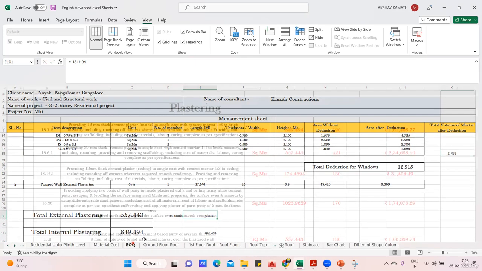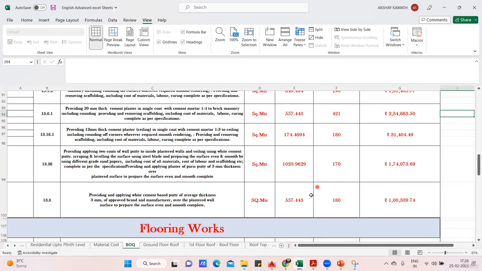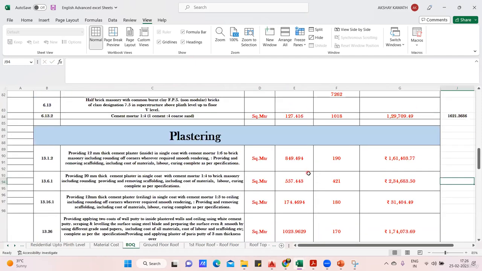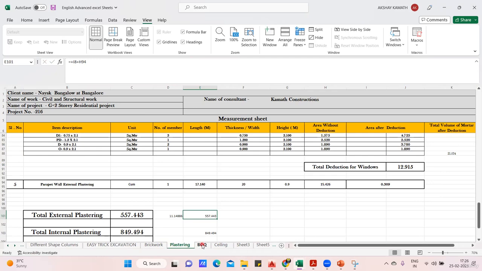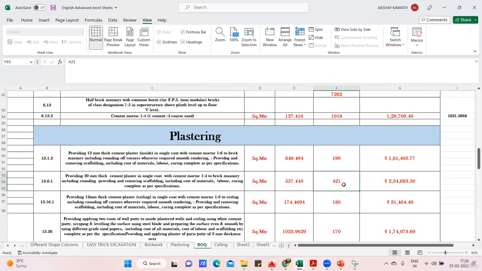Okay. So in the BOQ, come here, and I've written 557. No problem, it's 557 only. See, sometimes I get confused. Let me check. Yeah, 557, correct. 557 I put. Rate I've taken 421 according to SOR. Based on this is the rate.